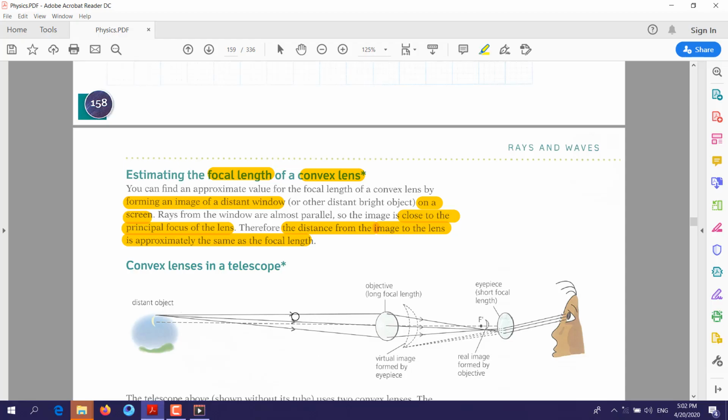So as you saw, this was the easiest way to estimate the focal length. What she did, she just measured the distance between the image on a screen, or here a paper, okay, the distance between the paper and the lens. So this is what we mean by a focal length.